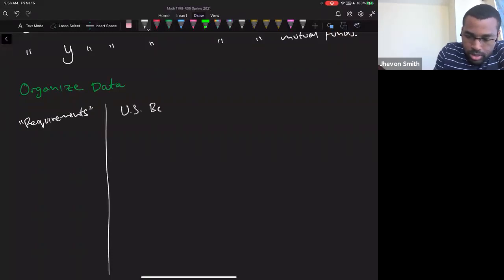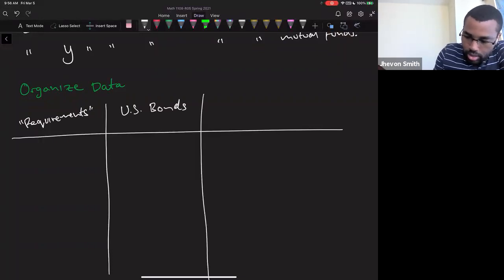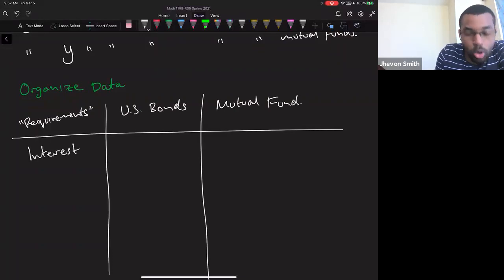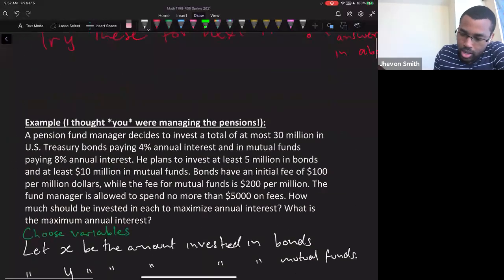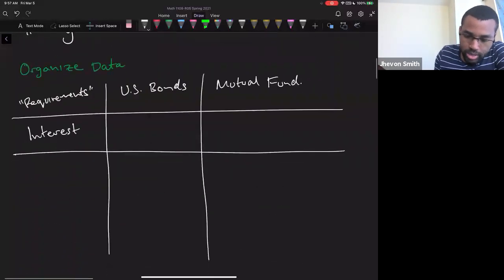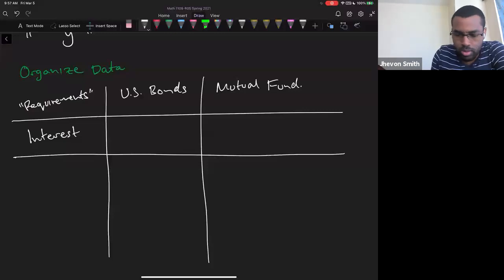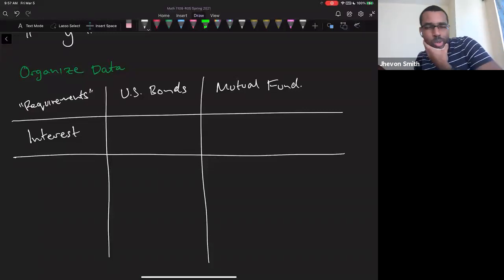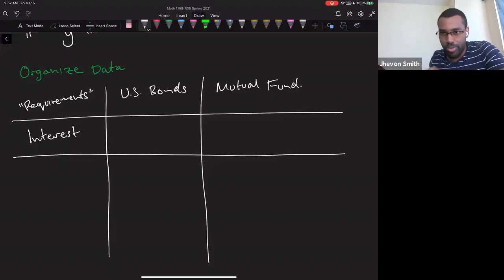US bonds. And mutual funds. So what are the important things? The interest I care about. The whole point is to maximize the interest that I'm getting. How much interest am I getting? Well, for bonds, I'm getting 4%, which is actually a pretty decent, reasonable number. For bonds, you'll get anywhere between 2 and 4%, average 3, 3.5, something like that.